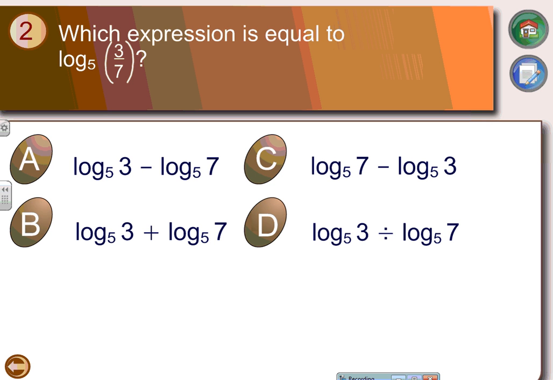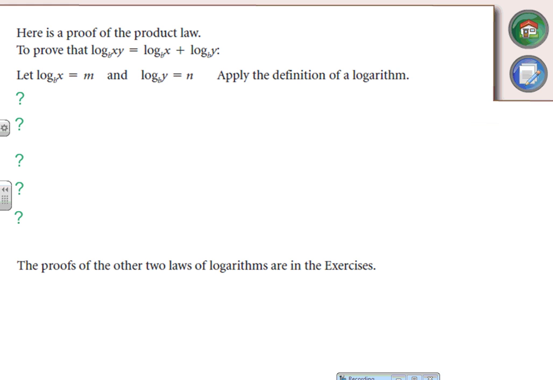Let's go and look now at our product law, and let's look at the proof behind it. Why is this true? So the first step that we're going to do is we're going to say, hey, let's let log base b of x equal m, and let's let log base b of y equal n. Take it from there. This is the log form.